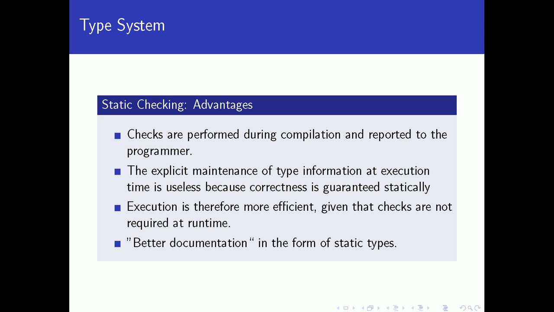Now, we look at the advantages and disadvantages. If we have static type checking, then checks are performed during compilation and they are reported to the programmer. So the programmer can fix the type errors, recompile, and then finally, once all type errors have been fixed, the program can be delivered to the user. And this means that maintenance of type information at execution time is not necessary, because the correctness is guaranteed statically. Because we don't need to check types at runtime, execution is more efficient.